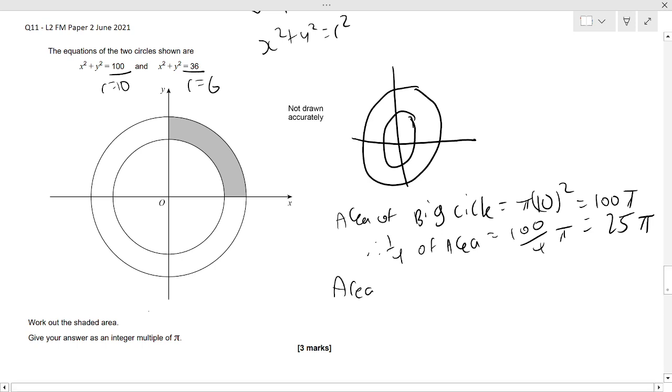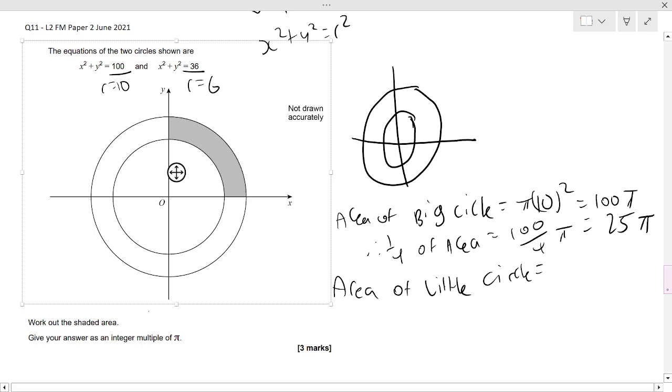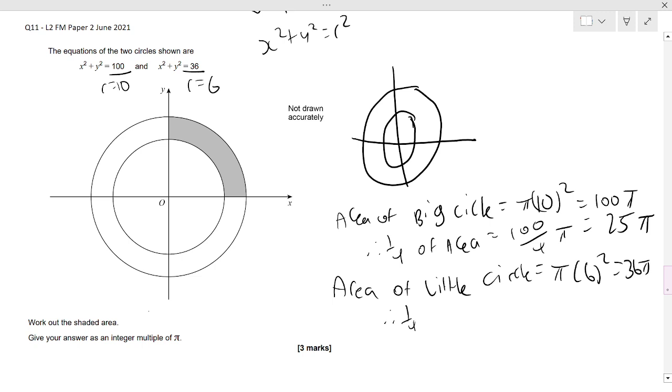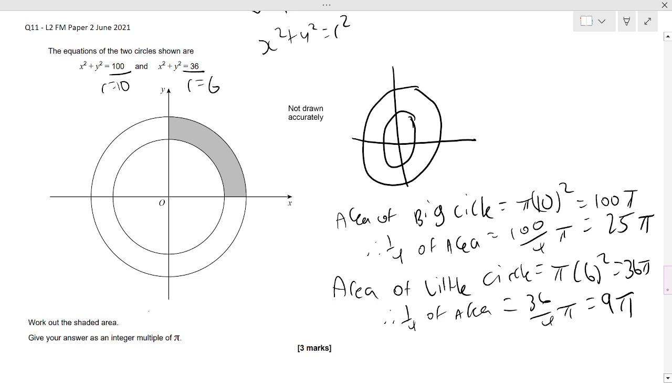And then we do the same for the little circle. So the area of the little circle, or the smaller circle, again, the radius of the smaller one is 6. So we've got the big circle here, and then the smaller circle's here. So the small circle will be pi lots of 6 squared. It's going to be 36 pi. And then we want the area of the quarter, right? It's going to be 36 divided by 4 pi, which is 9 pi. Okay, 36 divided by 4 is 9. So I've got the area of these quarter circles.